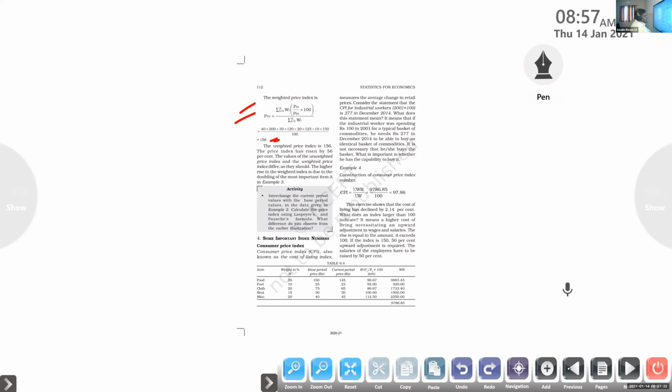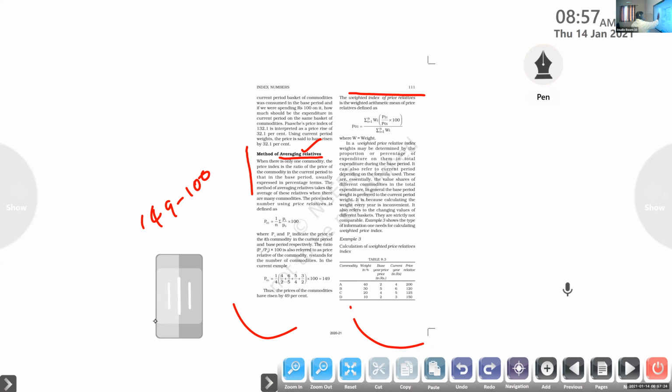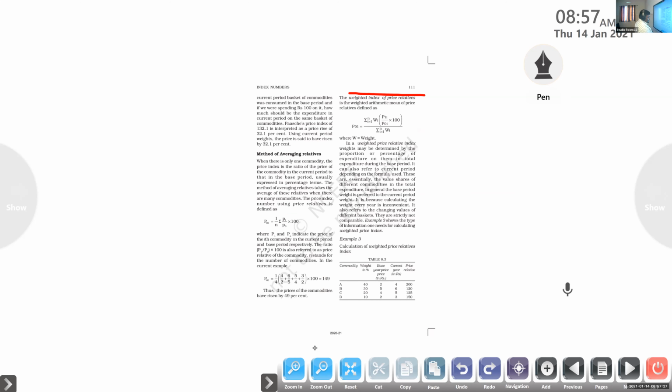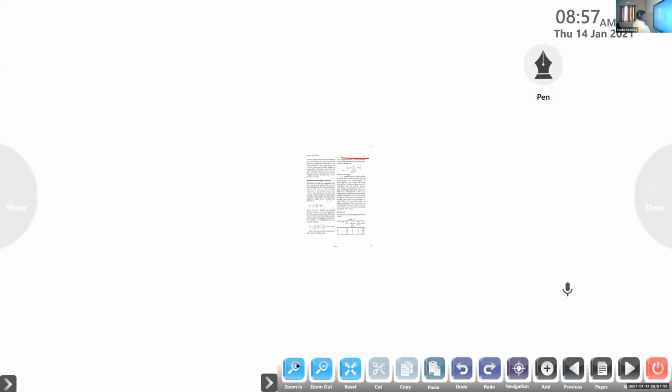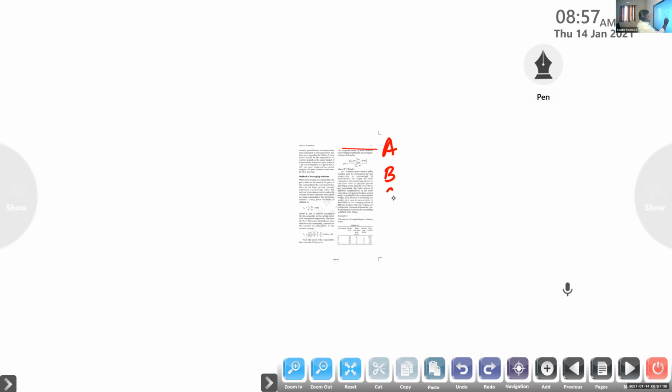Okay, just go for a simple example here. I mean, just a classwork, just complete it. So I am writing here A, B, C, D. Weight is there. Weight of the commodity: 40, 30, 20 and 10.